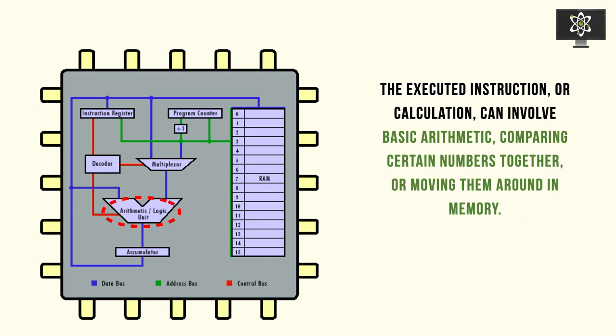So the executed instructions, as I mentioned before, can involve things like basic arithmetic, comparing numbers together, and moving them around in memory. These calculations are very simple, but they must be understood by the ALU. So that's why you need your decoder process. Now, these calculations take place billions of times per second per CPU, and it's absolutely insane. As a result, I want you to remember the CPU as a super duper fast calculator.